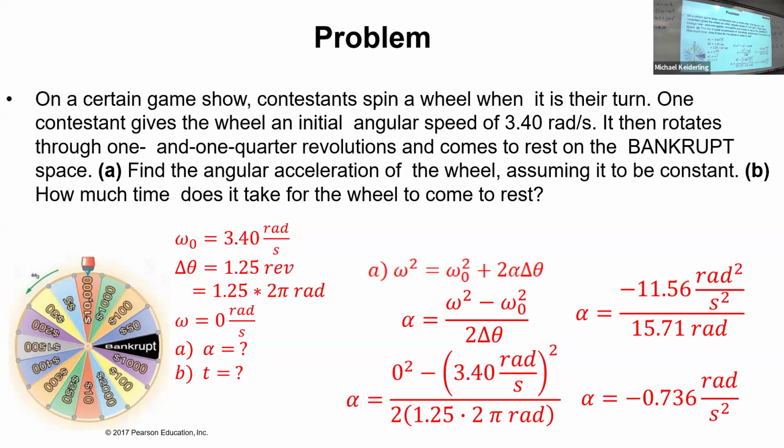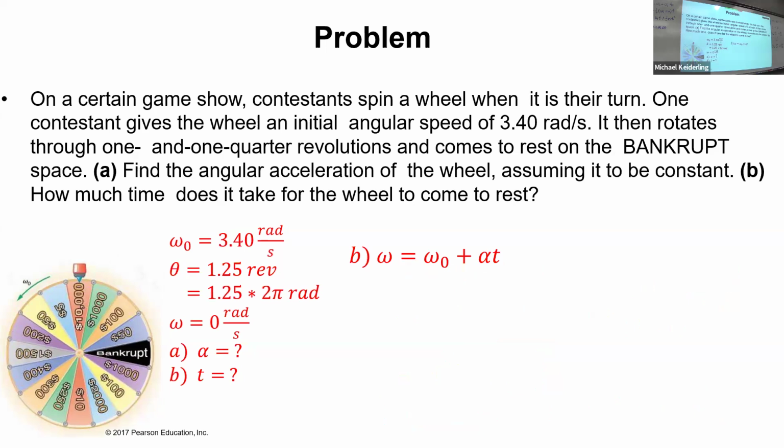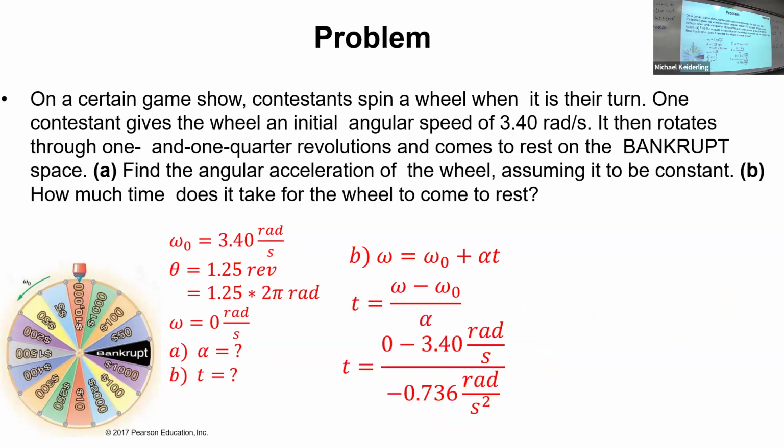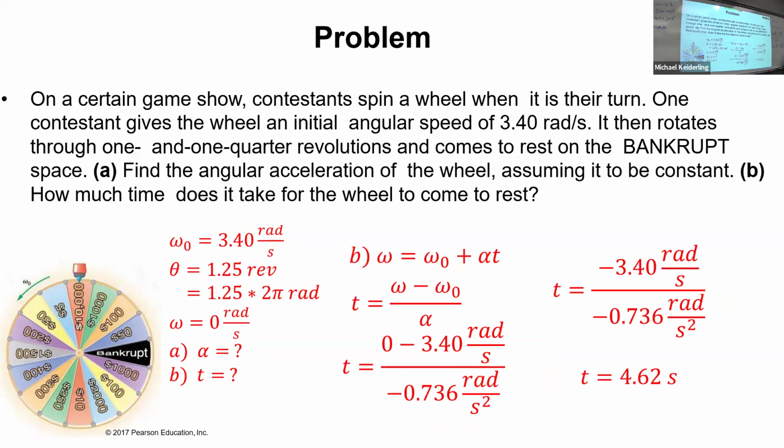So that's part A. Now that we know what alpha is, we can use that in part B. So part B, we're going to use omega equals omega naught plus alpha t. So t is going to be omega minus omega naught over alpha. So 0 minus 3.4 radians per second over minus 7.36 radians per second squared, which is 4.62 seconds.